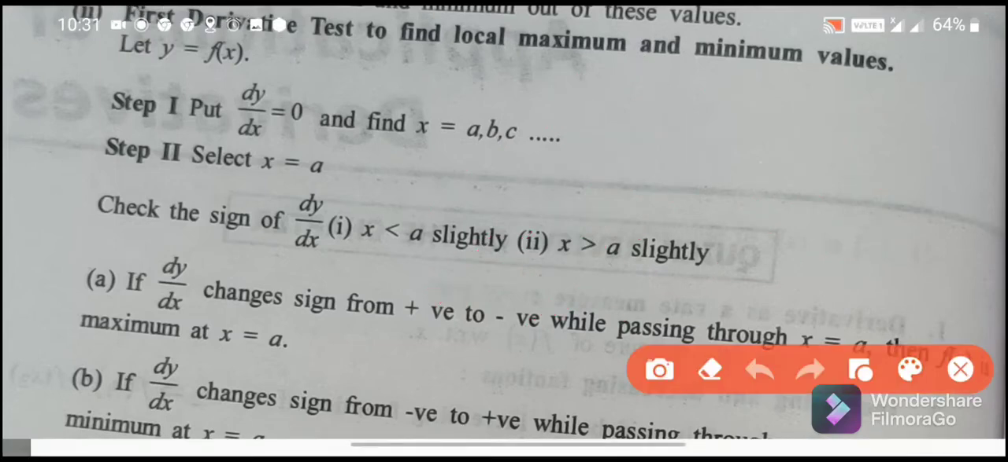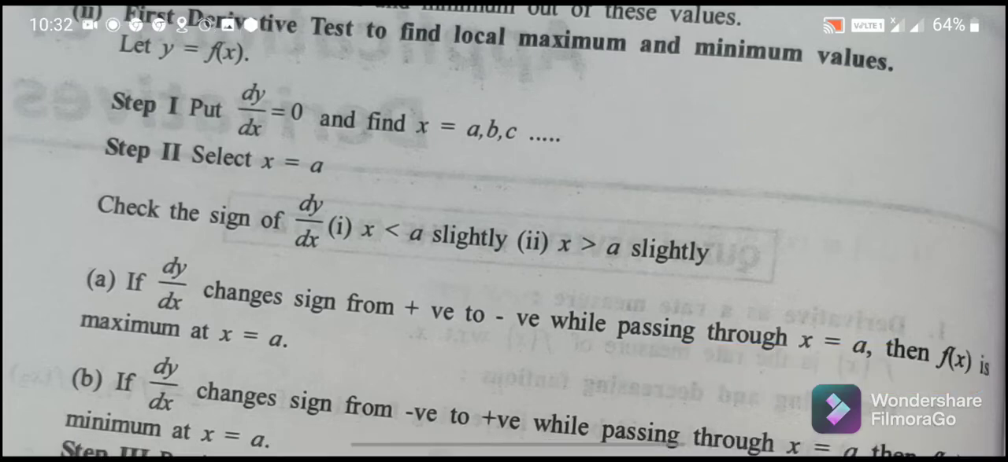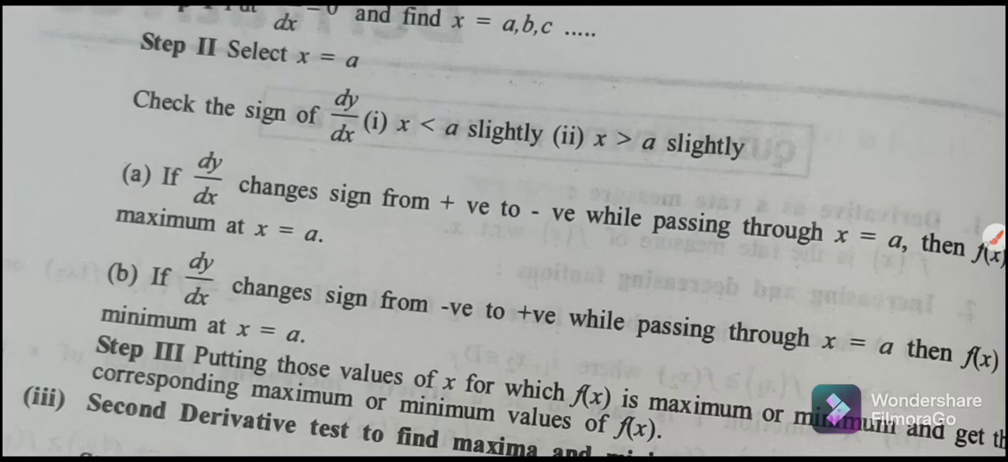Similarly at point 2, we will check the sign of function for slightly less value and slightly greater value. If sign changes from positive to negative, then it is local maximum. If negative to positive, then it is local minimum, and if sign does not change, then it is point of inflection.